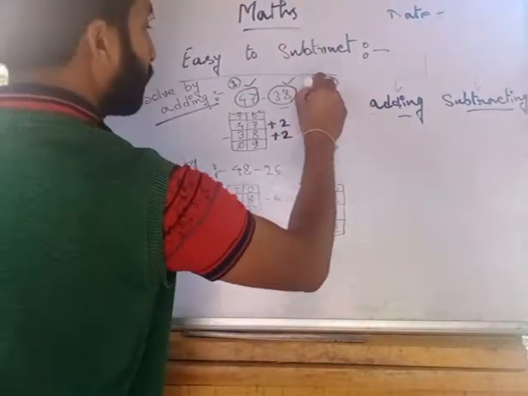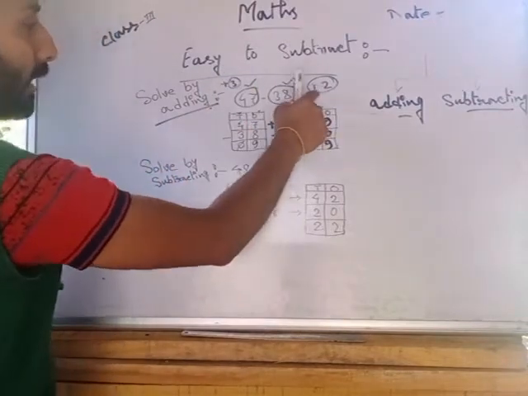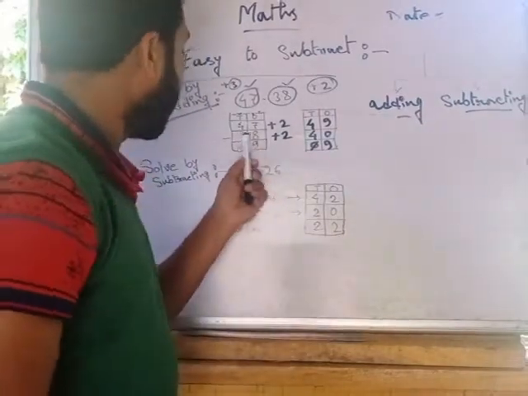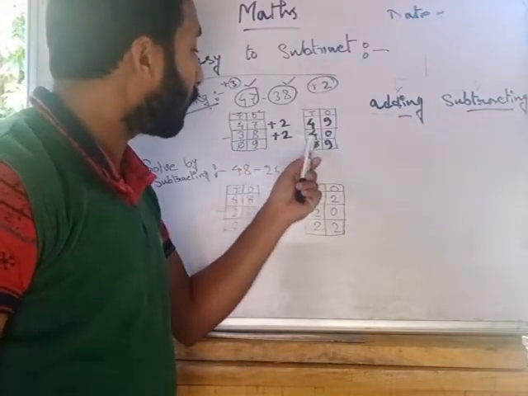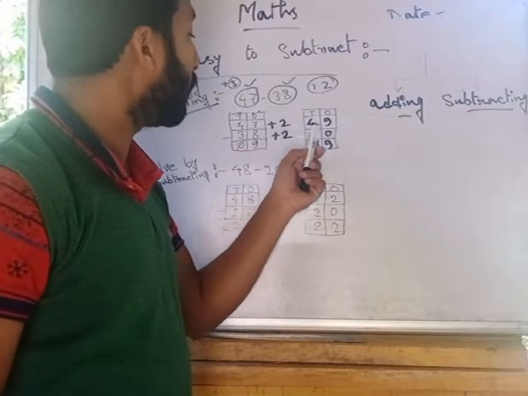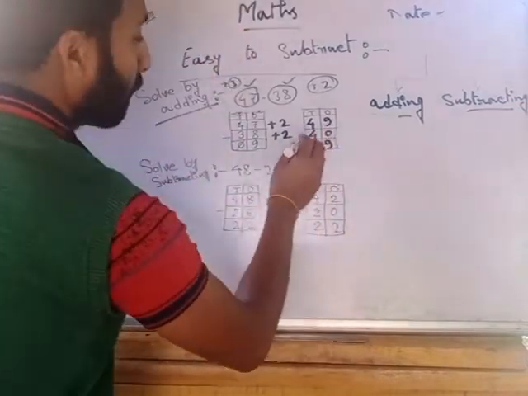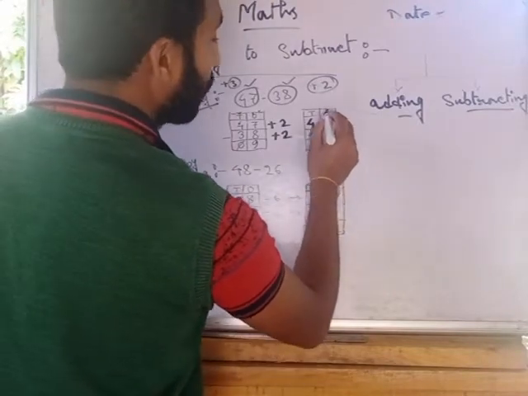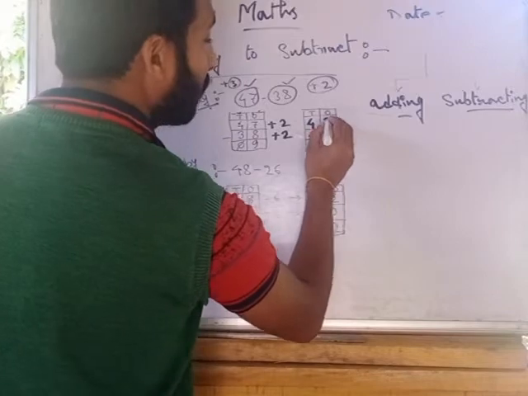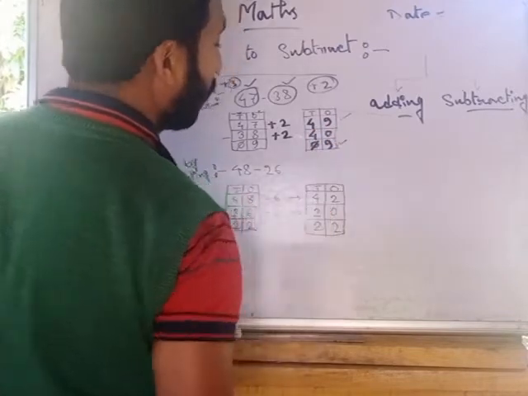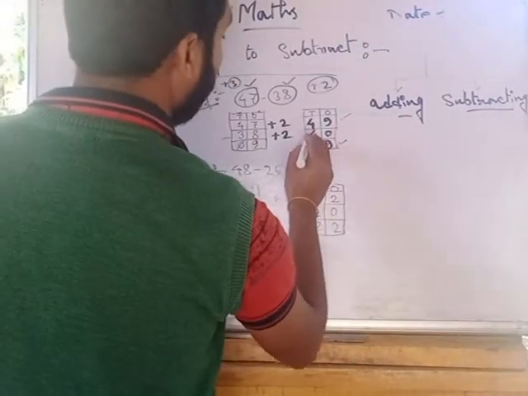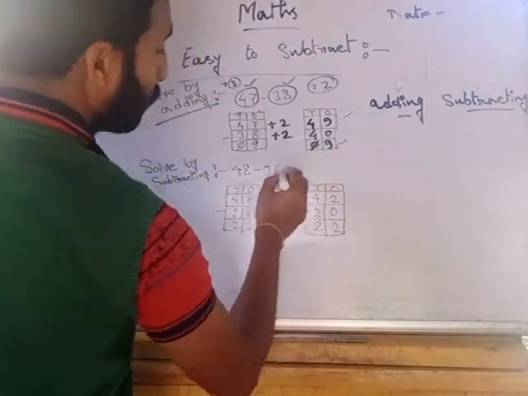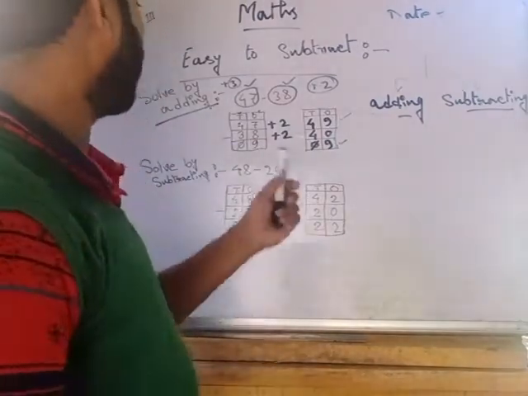That's why we add this number with 2. 38 plus 2, that is 40, and 47 plus 2, that is 49. Easy to subtract because here is 0. If you subtract 0 from any number, the number stays the same. 4 minus 4, that is 0 also. If it is extreme left, you should cross it. Okay, this one is the process.